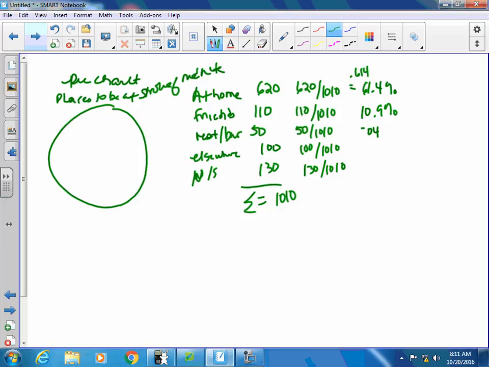This one's tricky. What do I make this in terms of a percent? If I round to my 3rd decimal place, what does this become? 0.05, right? So this becomes 5%. 5.0 or just 5%.